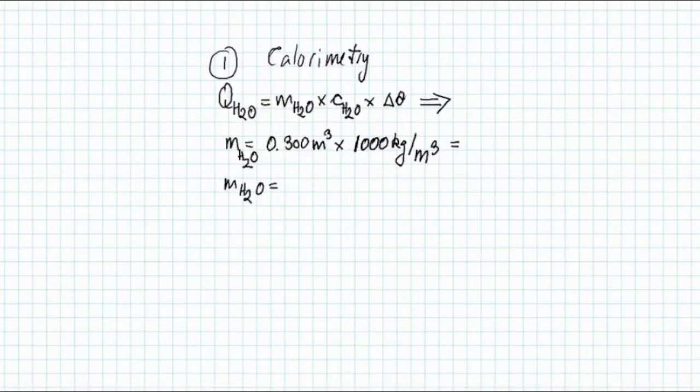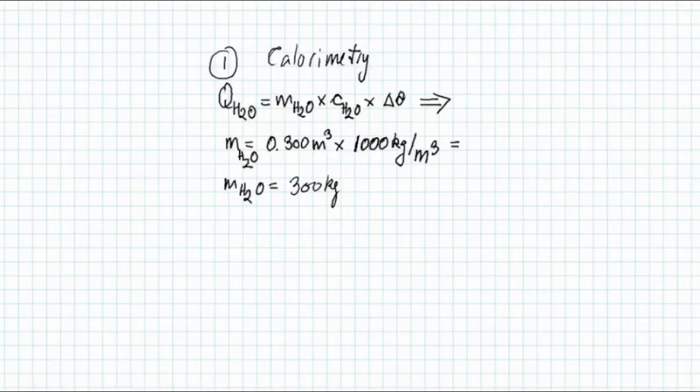First I want to figure out what is the mass of water. And as you may remember, I have 300 liters of water, and that gives 0.3 cubic meter of water. And when I times it with the density of water and use my calculator, I get 300 kilograms of water.